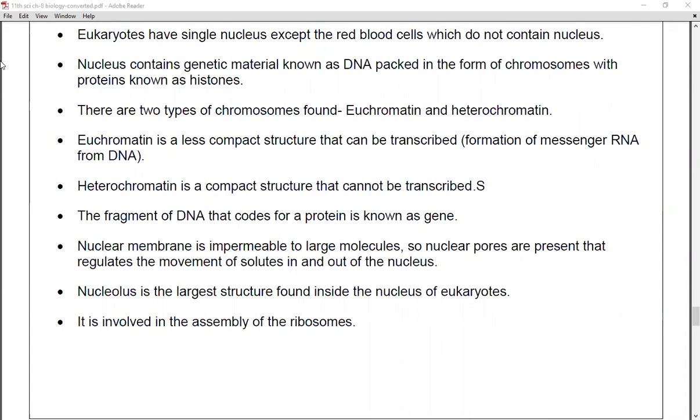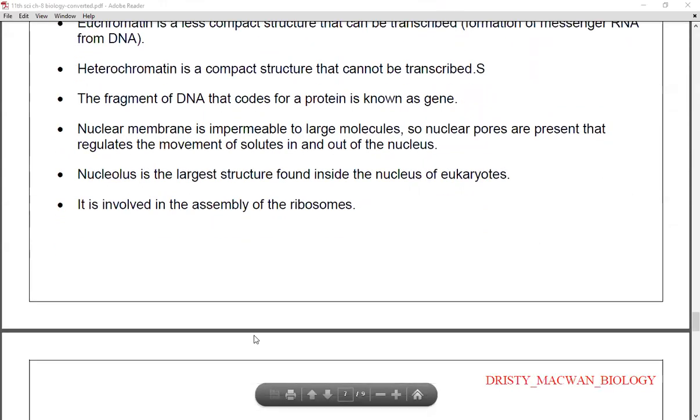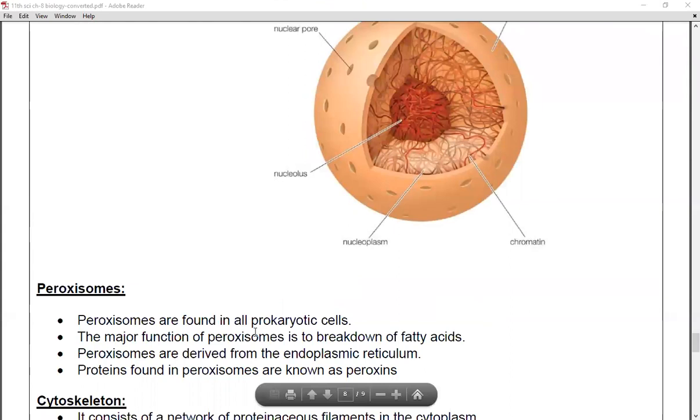And the 4 different types of chromosomes are based upon the shape and the size of their structure, right? So there are 4 different types of chromosomes, and the figure is also given in your textbook. Now, next is the peroxisomes.